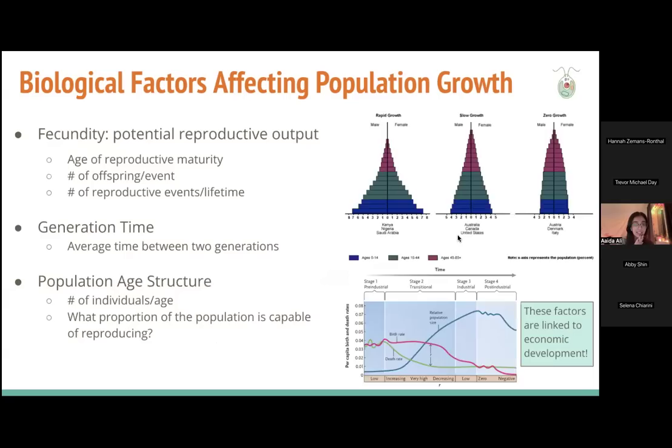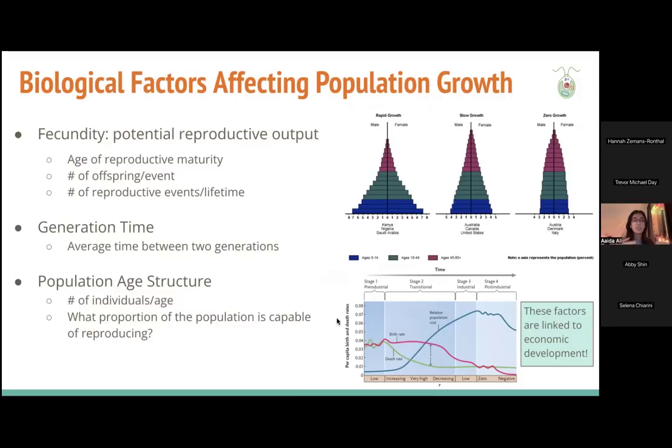So on the next slide, we have biological factors affecting population growth. And so these are also called intrinsic factors because they're dependent on the individuals themselves. First off, we have fecundity, which is a potential reproductive output. So individuals or species with high fecundity have more potential to have a whole lot of offspring. This can be due to the age of reproductive maturity, whether that's sooner or later in their life. That can be due to the number of offspring per event.